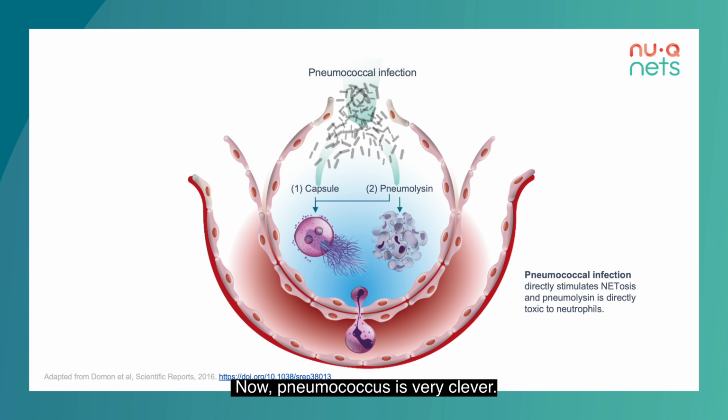Now, pneumococcus is very clever. The first thing it does is stimulate proteins on the pneumococcal surface, which can directly stimulate NET release from neutrophils. It also produces a protein called pneumolysin, which is directly toxic to neutrophils and can lead to their death and destruction too. So it's manipulating neutrophils in 2 ways. As you might imagine, if you're stimulating neutrophils, you get NET release.